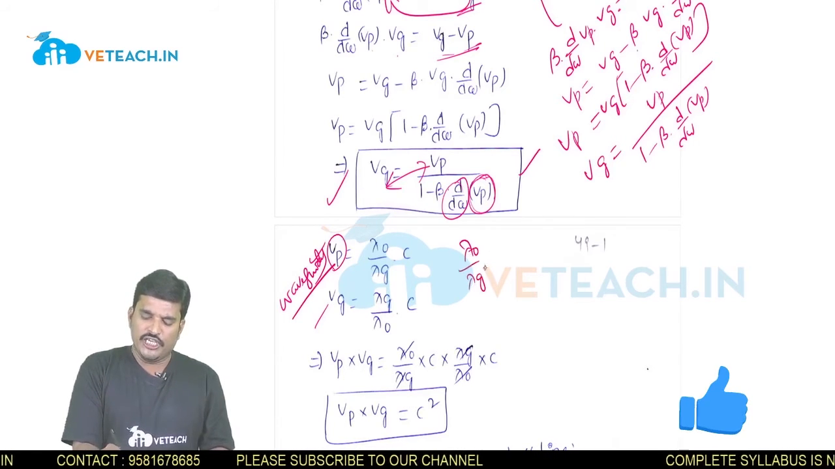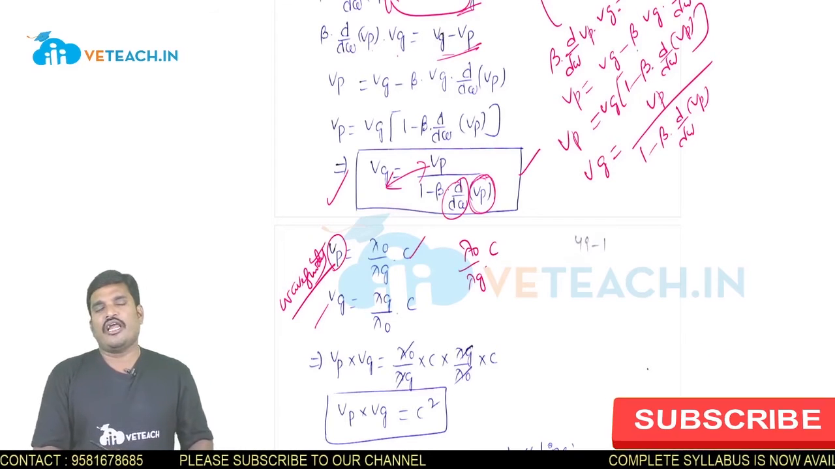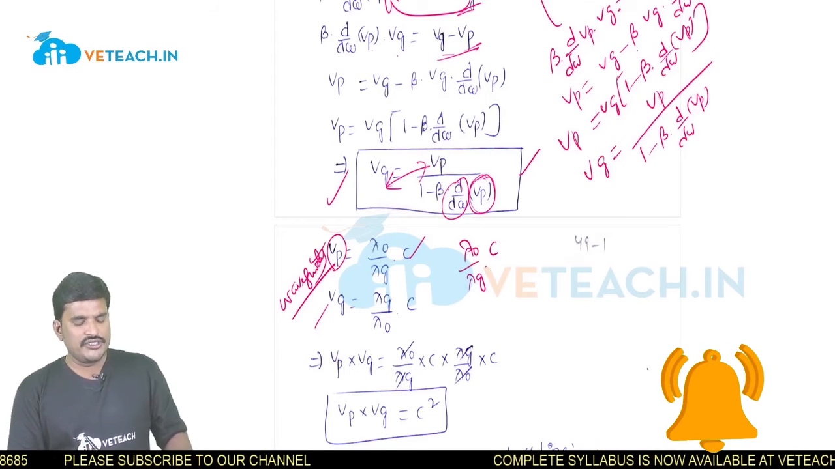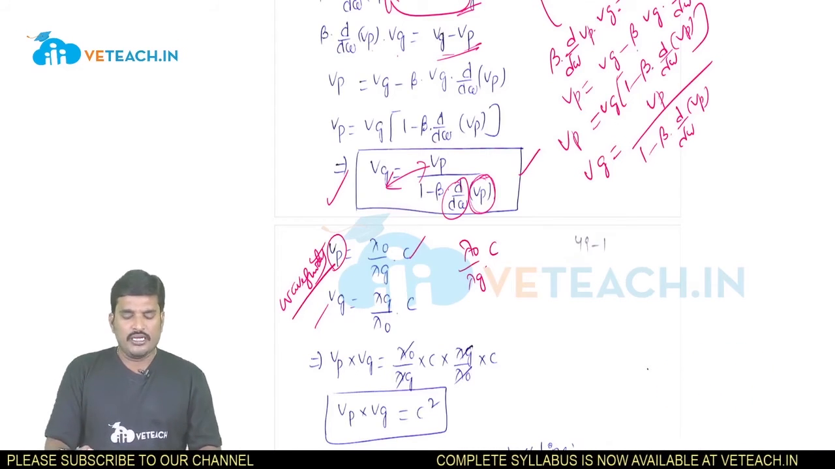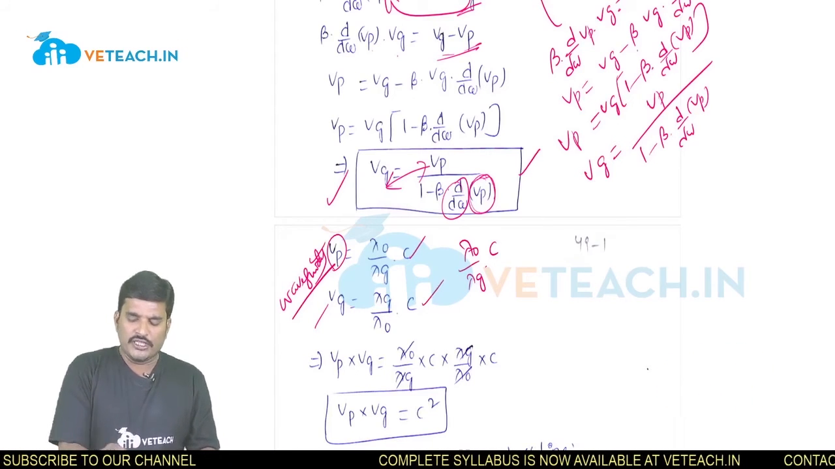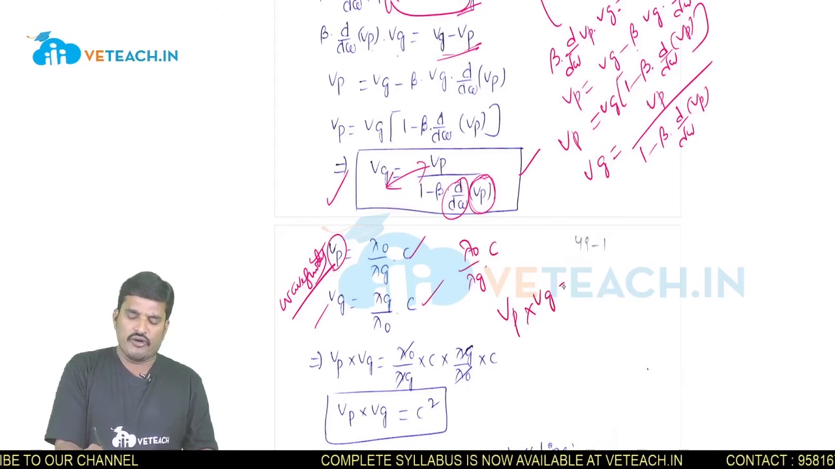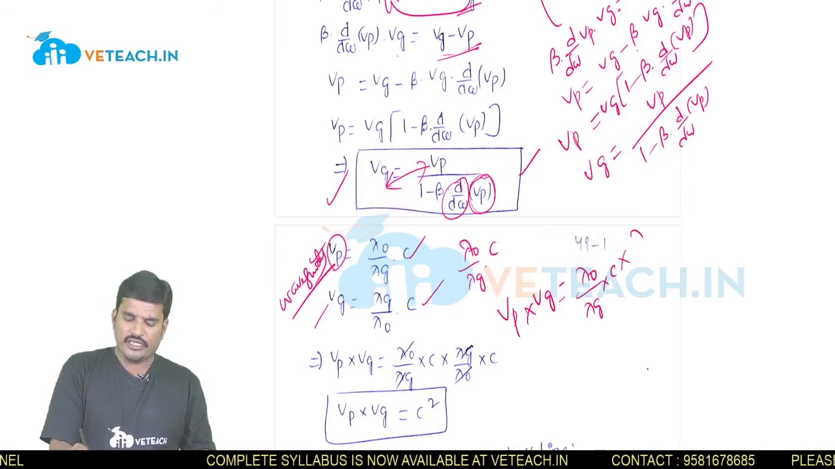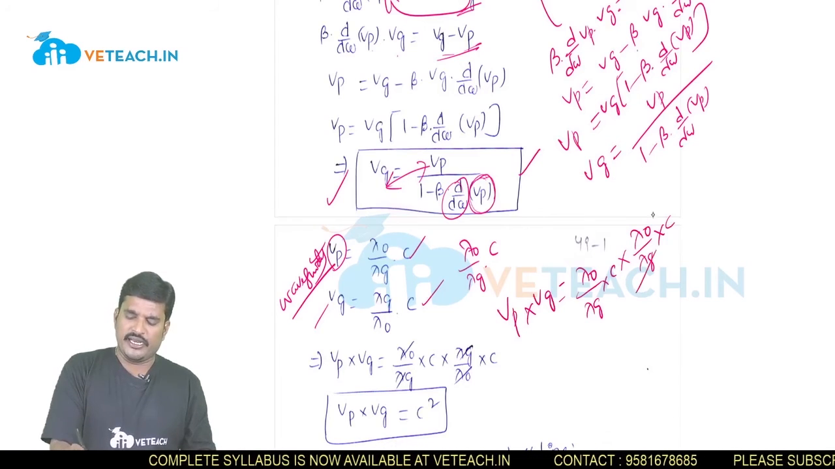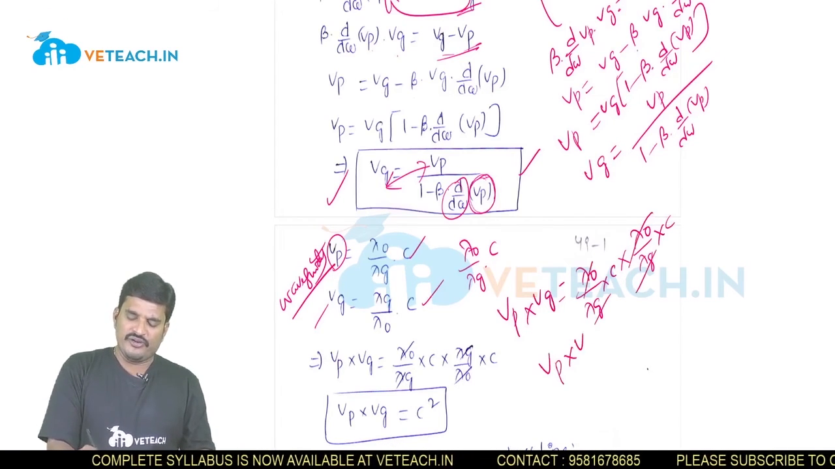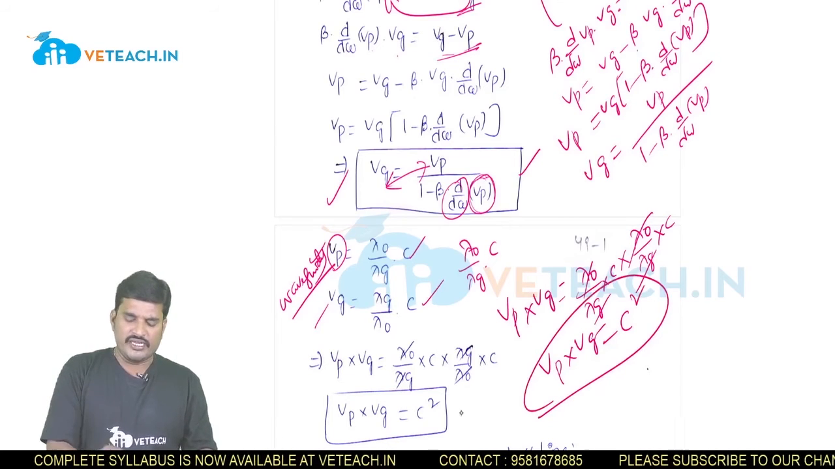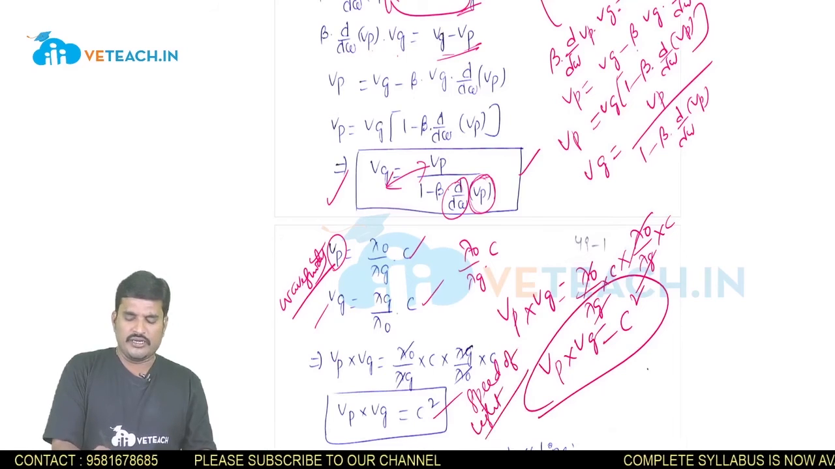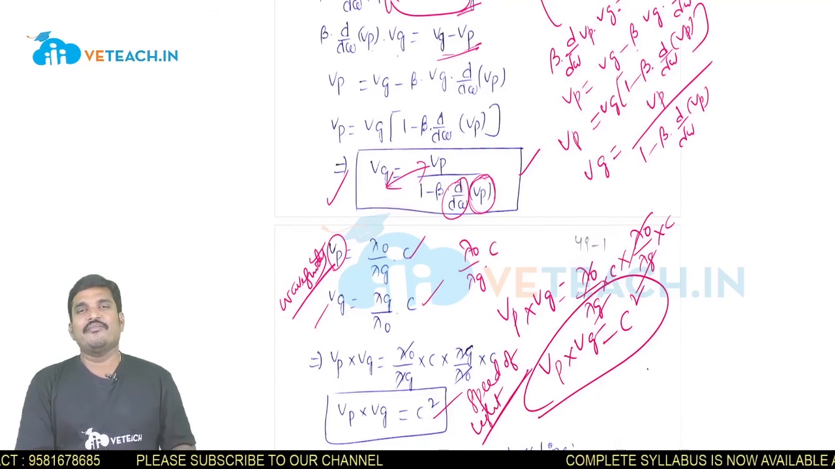For waveguides, the phase velocity Vp is equal to lambda naught by lambda g into c, where lambda naught is the cutoff wavelength as you consider. Then Vg is equal to lambda g by lambda naught into c. Multiply these two: Vp into Vg is equal to lambda naught by lambda g into c multiplied by lambda g by lambda naught into c. They get cancelled. Then finally Vp into Vg is equal to c square, where c is called the speed of light in free space, right? That value is 3 into 10 power 8 meters per second.